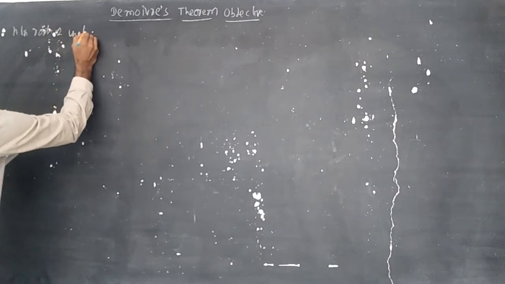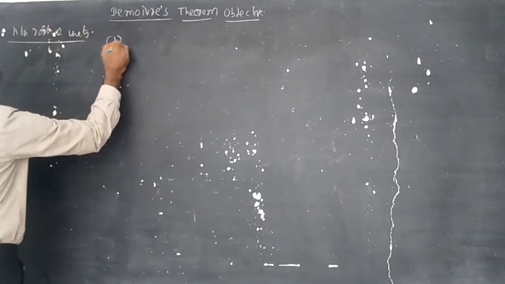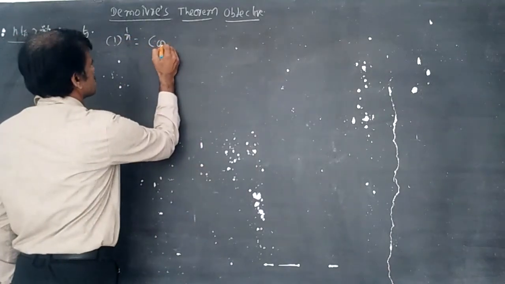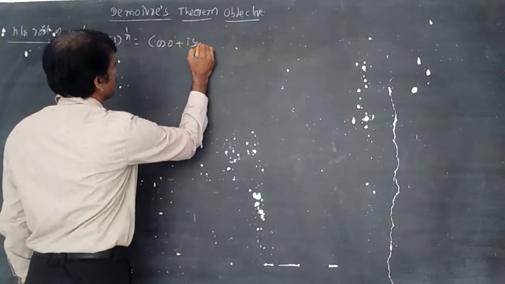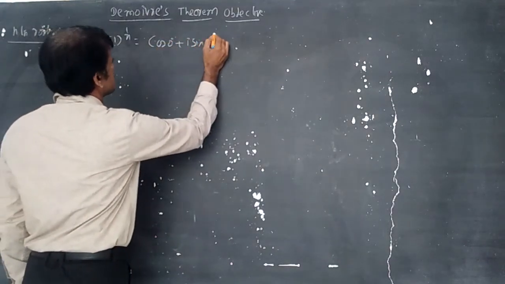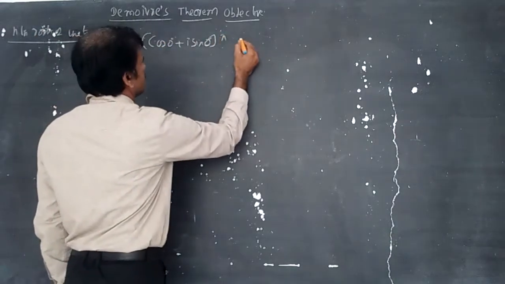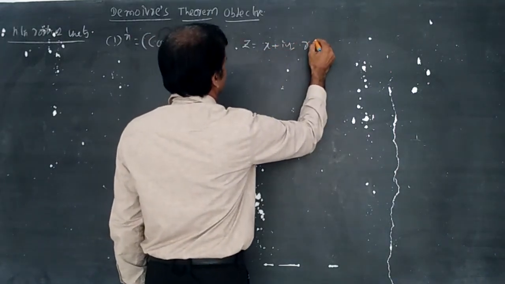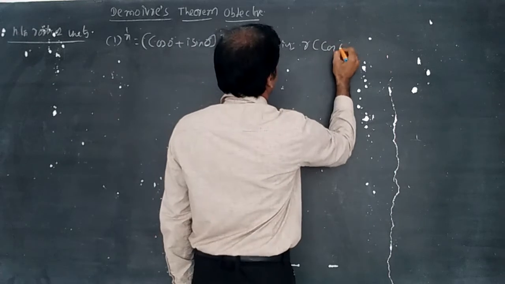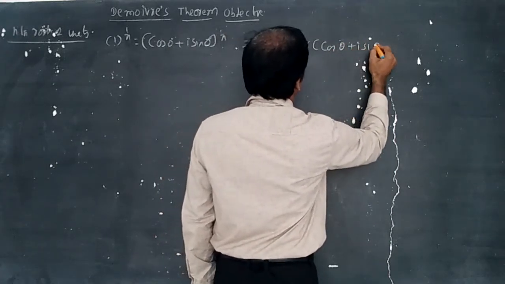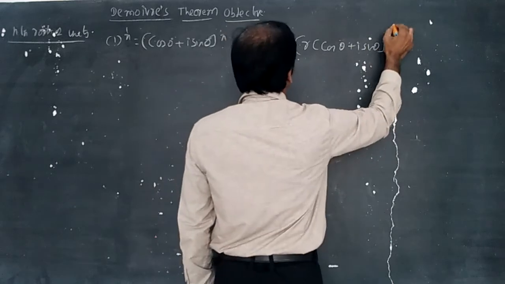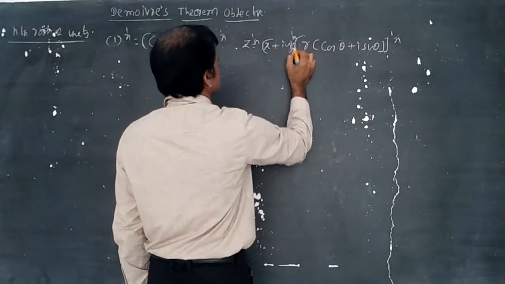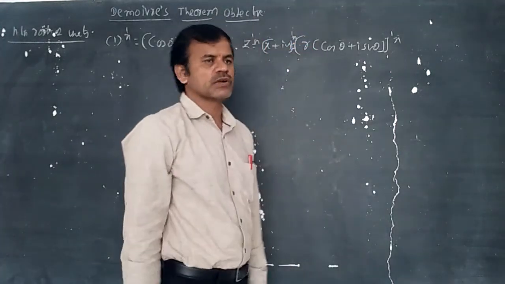Today in IPE we discussed that the nth roots of unity can be written as 1 power 1 by n, which is (cos 0 degrees + i sin 0 degrees) whole power 1 by n. For a complex number z = x + iy, the polar form is r (cos theta + i sin theta), and z power 1 by n is (x + iy) whole power 1 by n, equal to [r (cos theta + i sin theta)] whole power 1 by n.